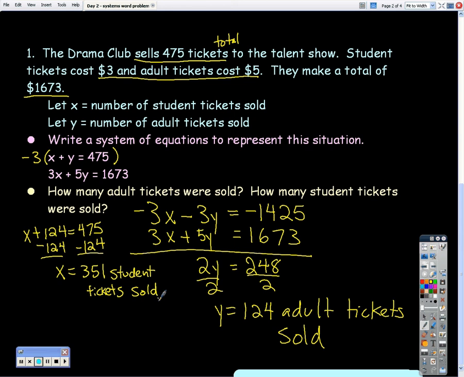If we wanted to check that, we could do 3 times 351 plus 5 times 124, and that would give us the total amount of money earned, $1,673. So that's a total problem. And remember, it's not the word total here that tells us it's a total problem. It's because one of the numbers we're given is equal to the total of both variables. Okay, it's that x plus y equals the total, which is why I like to call this a total problem.